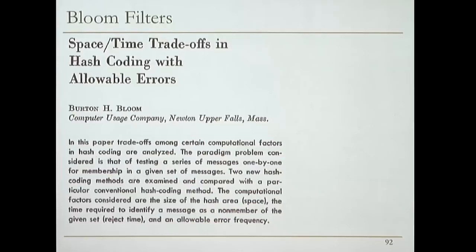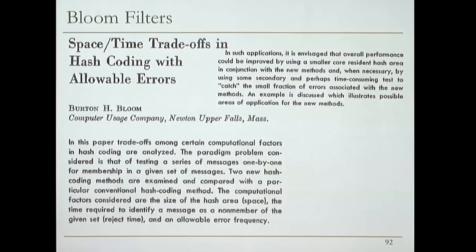If you want to learn more about it, you can read this theoretical paper by Bloom in 1970. But basically, the computational factors considered are the size of the hash area space, which is the size of the Bloom filter, the time required to identify a message as a non-member of a given set, reject time, that's basically the probing of the Bloom filter, and an allowable error frequency. That's basically the false positives, essentially. So you can trade off between these things to represent the set.